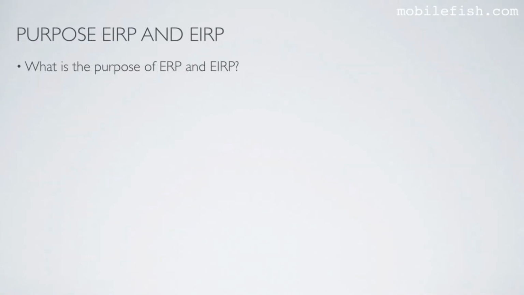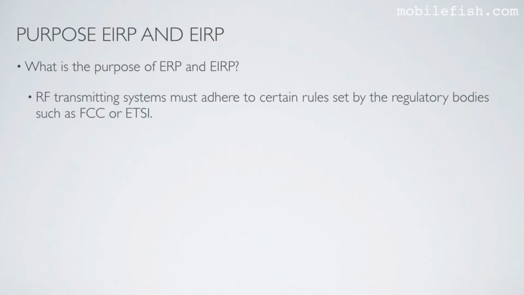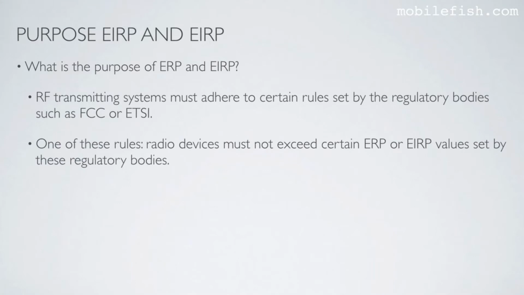So what is the purpose of ERP and EIRP? Radio frequency transmitting systems must adhere to certain rules set by regulatory bodies such as FCC or ETSI. One of these rules is that radio devices must not exceed certain ERP or EIRP values set by these regulatory bodies.